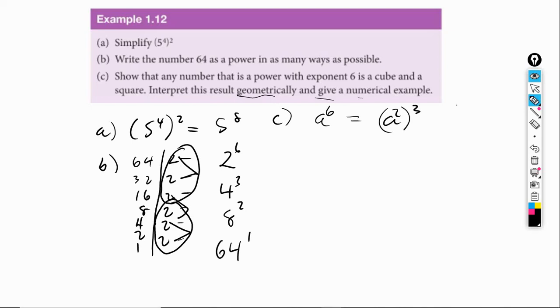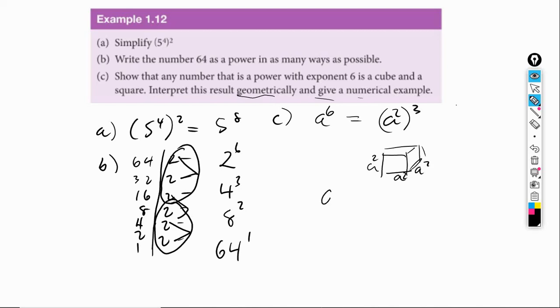They say interpret this geometrically. What does it mean? Well, if we have a cube, we can draw a sort of cube here very quickly. This would mean that we could find the volume of the cube by cubing a squared. That means that a squared is the length of the edges, right? So every edge of the cube is the same. So this would be a squared, this would be a squared, and also the depth would be a squared.